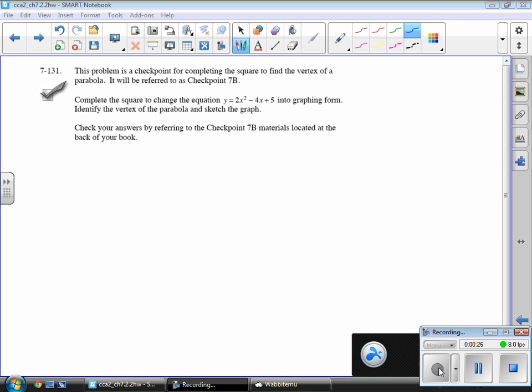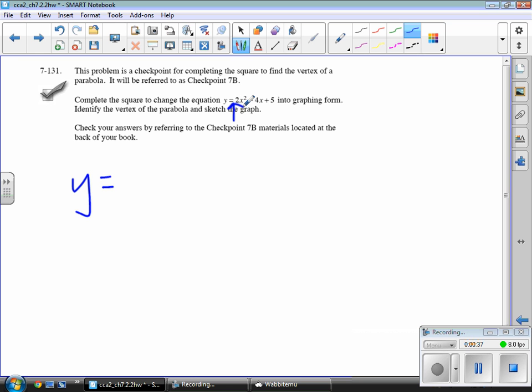Okay, so completing the square with a coefficient in front of the x squared is the challenge here. So here's what I'm going to do. We're going to factor out a 2. We want the number in front of the x squared always to be a 1, so you're going to have to factor out whatever that number is all the time, because we just want it to be an x squared, not a 2x squared or a 3x squared.